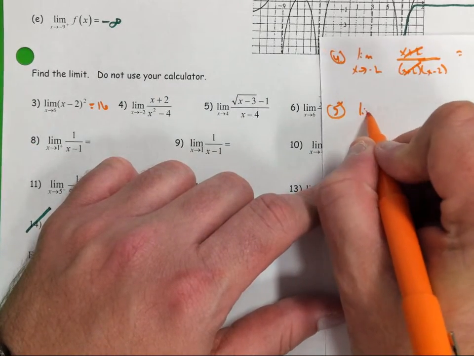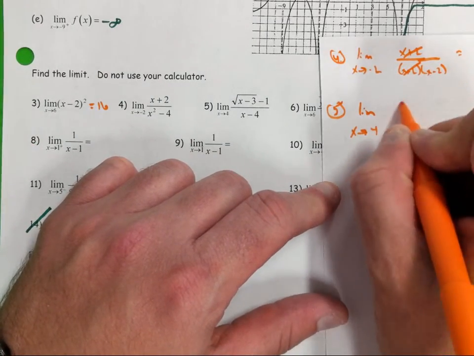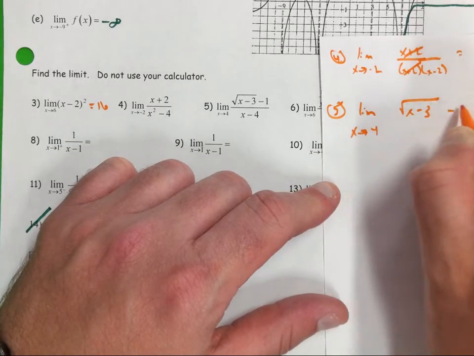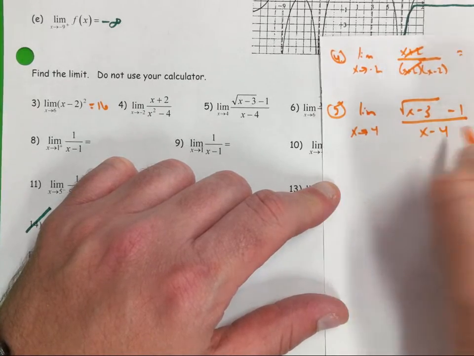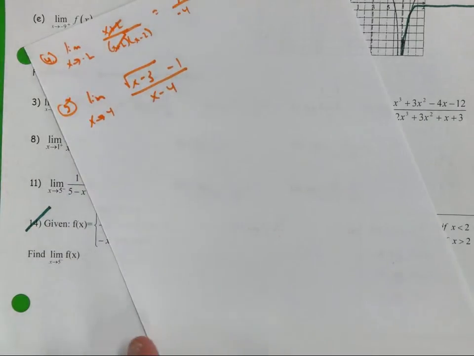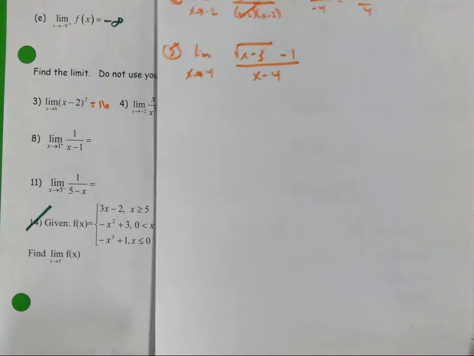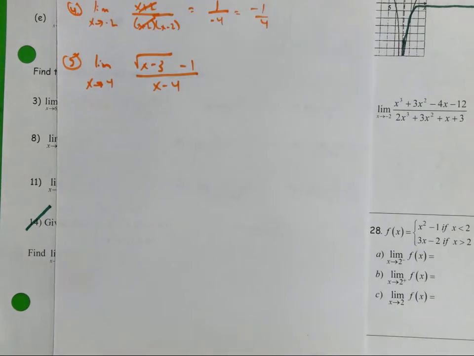All right, number 5. The limit as x goes to 4 of square root of x minus 3 minus 1 over x minus 4. Okay? I'm looking at that. Parker, when I plug 4 in, is there a problem? Yes, there's a 0 in the denominator. So I look at that, I need to rationalize the what, guys? Need to rationalize the numerator. I'm going to rationalize the numerator.